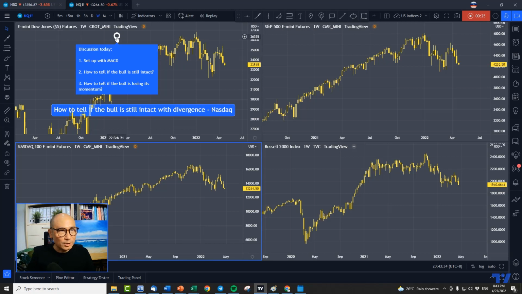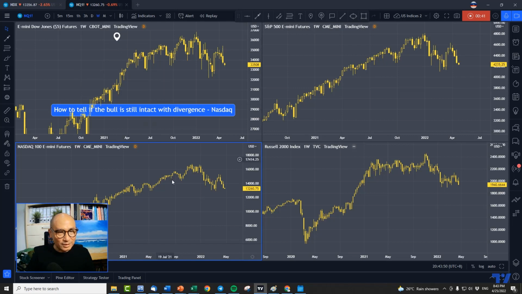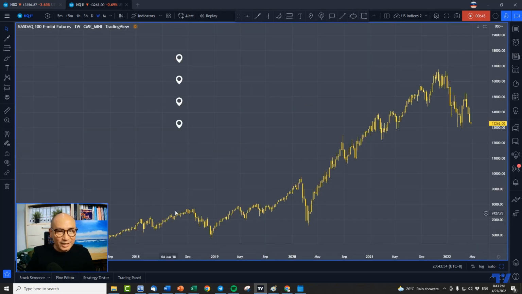Number one, we're going to learn how to set up with MACD. That's one of the best indicators to measure divergence. Number two, how to tell if the bull is still intact. And number three, how to tell if the bull is losing its momentum. Now let's go straight to the Nasdaq weekly chart here. As you could see, this is a Nasdaq weekly chart.